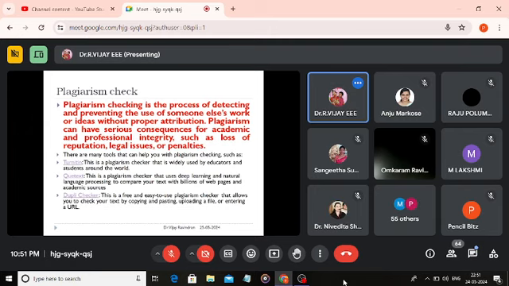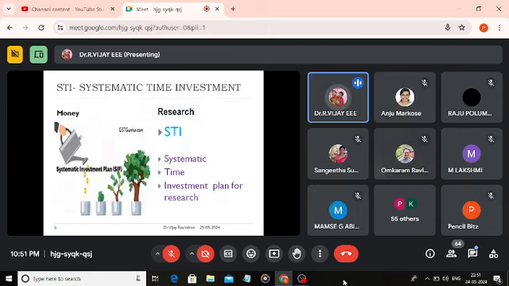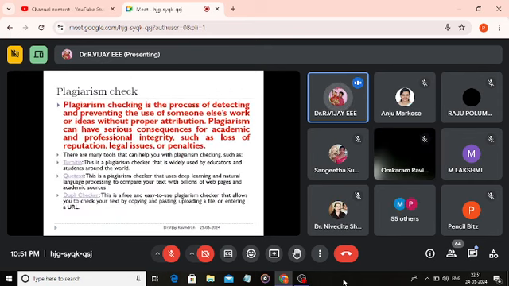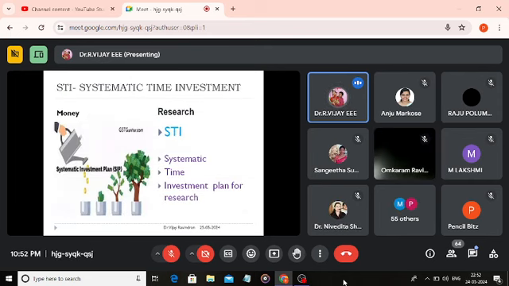All right, so systematic investment plan. So here comes the investment plan. You might think I'm showing some slide which is irrelevant to our FDP program. No, it's not. Systematic investment plan is like systematic investment of time for our research.